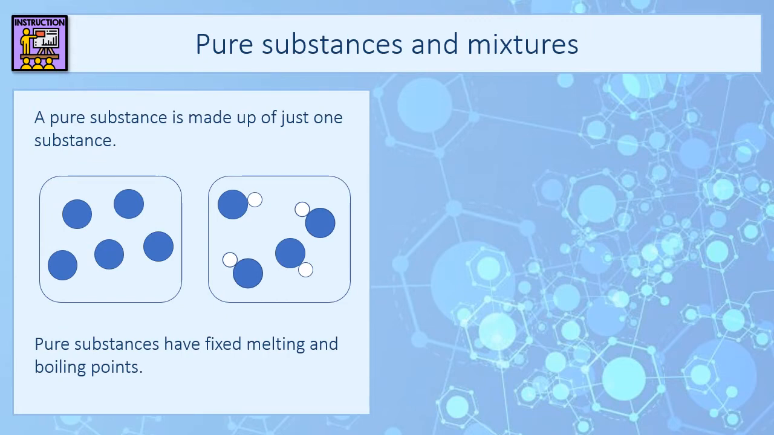And what's important about pure substances is they have fixed melting and boiling points, and this is one of the ways that we can test for purity. So for example, water will always melt at 0 degrees and boil at 100 degrees. So if we had a water sample, we could test whether it was pure water just by boiling it. If it boiled at a temperature anything other than 100 degrees, we would know it was not pure.